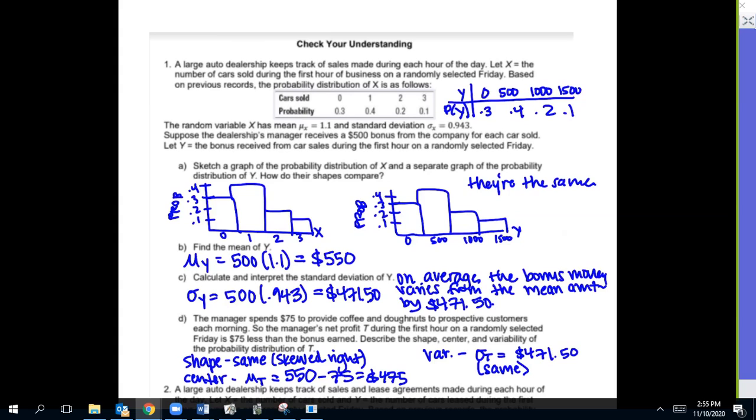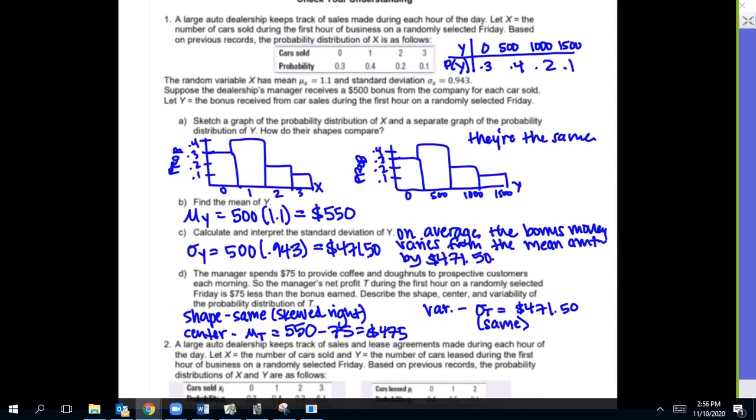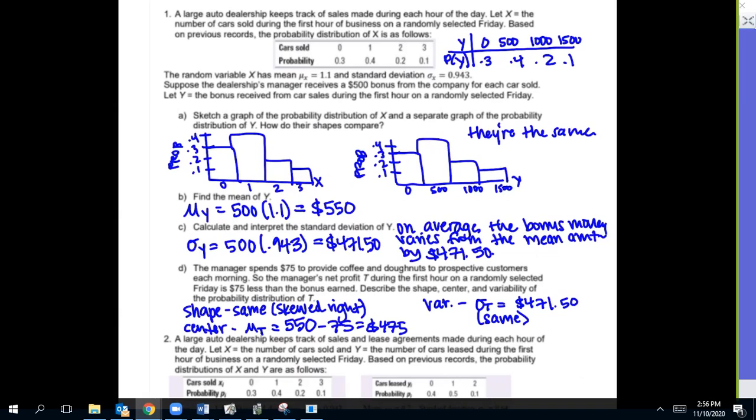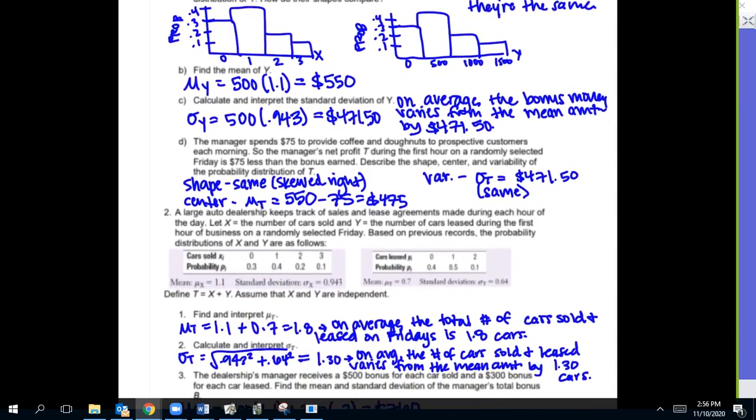So for A, the shapes stay the same. For B, we're using the formula that if y equaled 500 times x, then the mean of y is 500 times the mean of x. Same thing for standard deviation. You just multiply standard deviation by the change. But then when we subtracted $75 from it, that does not affect standard deviation. Hopefully you saw that.